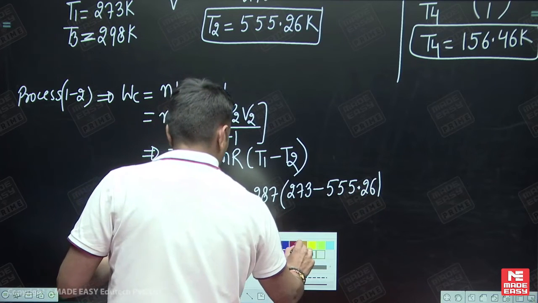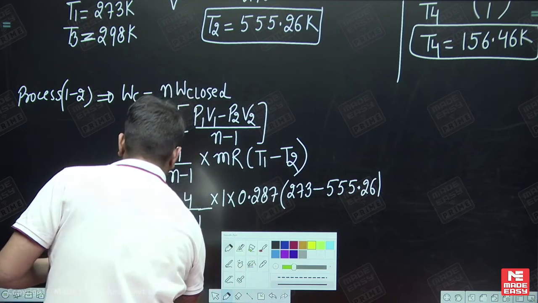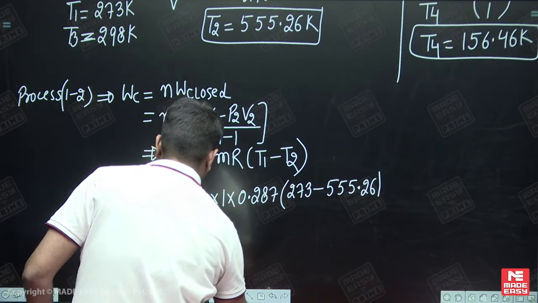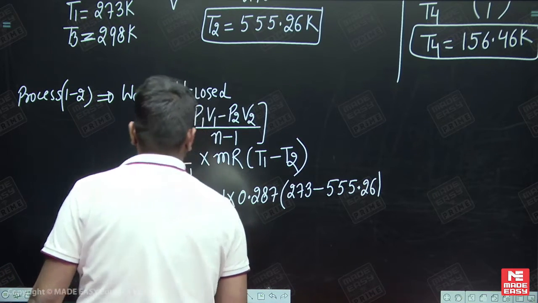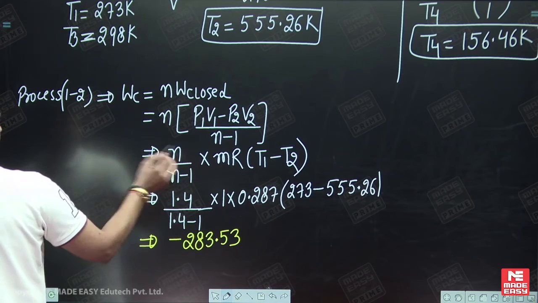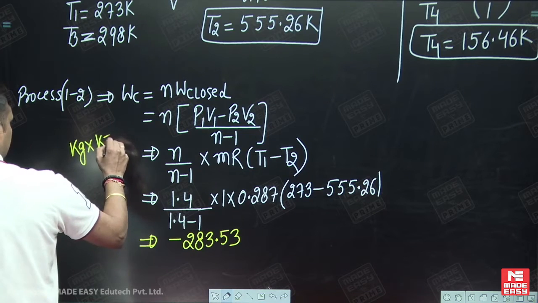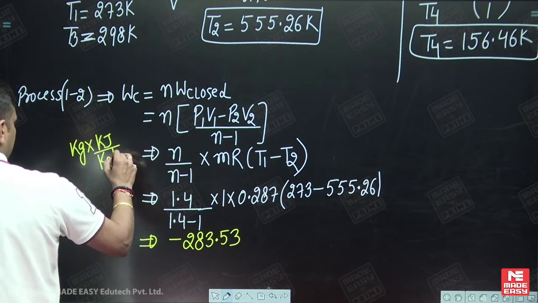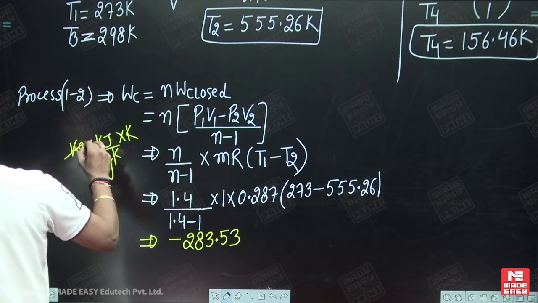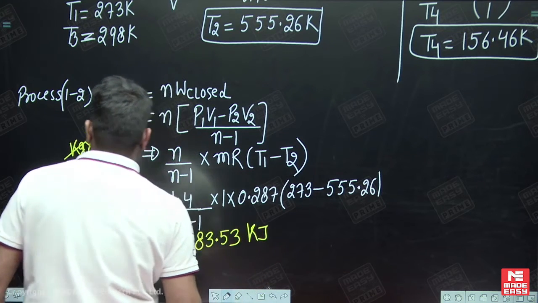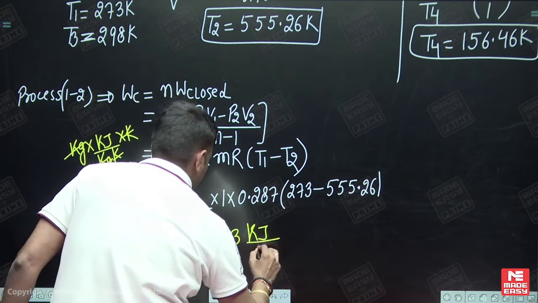Okay, 283.5. Okay, this is minus 283.53. Okay, so now units, this is in 1 kg. I have taken kilojoule per kg, Kelvin into temperature in Kelvin. So Kelvin cancels, so you will get kilojoule. Okay, kilojoule, but I have calculated per kg.